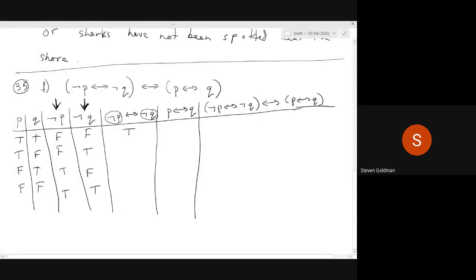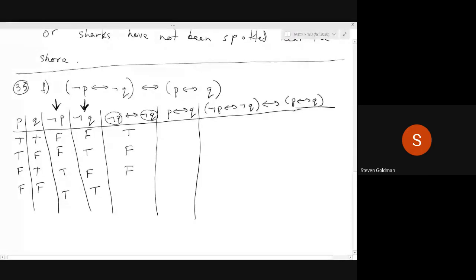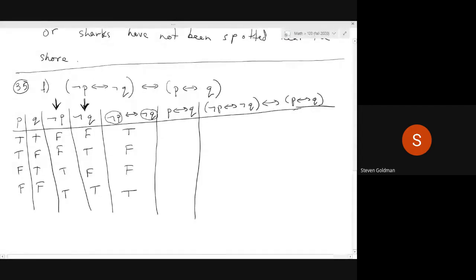Next row, not P is false, not Q is true. Those are different truth values, false. Next row, again, different truth values, false. Last one, the same truth value, true. Okay, let's move on to the next one.